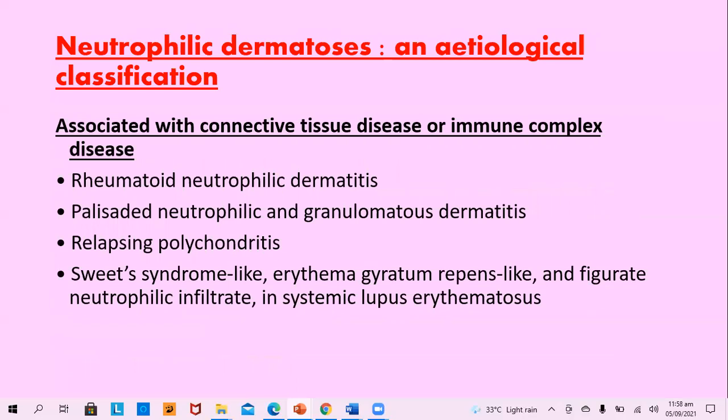Then there is another category of neutrophilic dermatoses which are associated with connective tissue diseases or immune complex diseases. Among this category, we are going to discuss here the rheumatoid neutrophilic dermatitis. Other dermatoses are palisading neutrophilic and granulomatous dermatitis, relapsing polychondritis, Sweet syndrome like, erythema gyratum repens like, and figurate neutrophilic infiltrate in SLE.